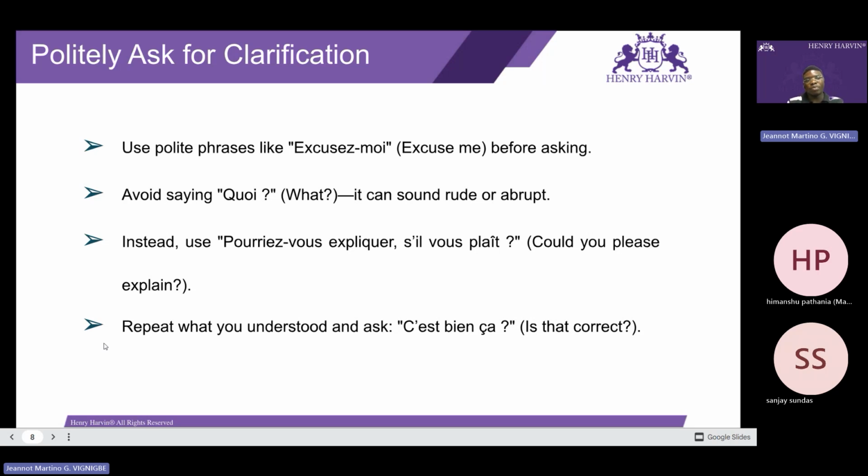Instead of using pourriez-vous expliquer s'il vous plaît, you could say please explain it. Also, repeat what you understood and ask c'est ça, c'est bien ça. So c'est bien ça means, is it really that? So we have these few expressions that you can use to ask for clarification about your understanding.